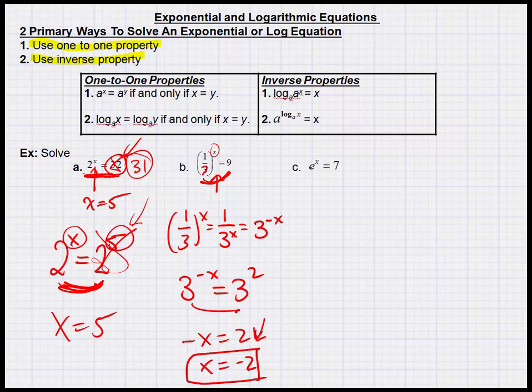If this was, say, (1/2)^x = 9, I can't get the bases on each side to be the same, 3 and 3. So the one-to-one property has its limitations, and that's where we're going to come in with the inverse property.